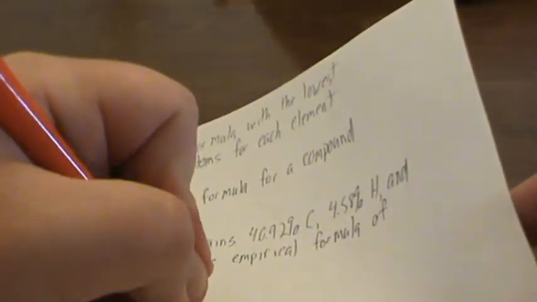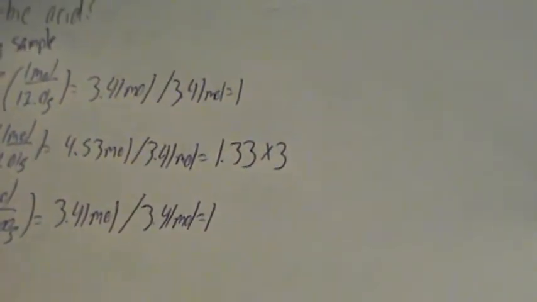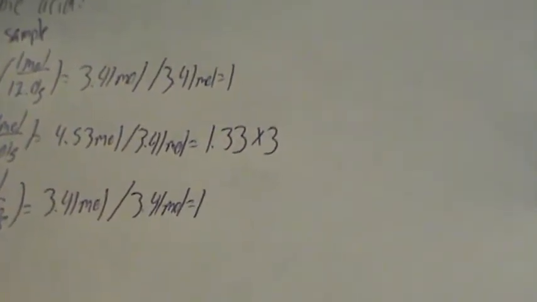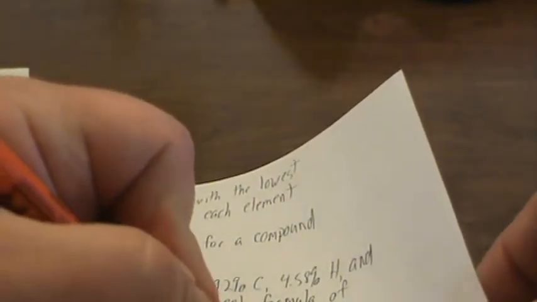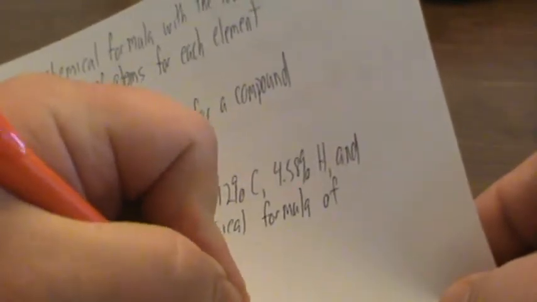So what we do is we multiply by 3. So if we take 1.33 times 3, that gives us 3.99. 3.99 is basically saying 4.